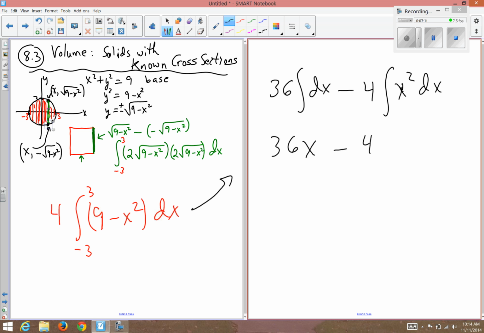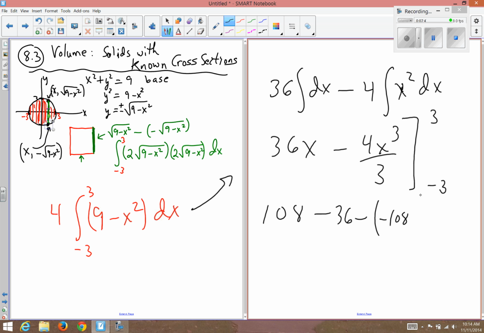36x minus 4x to the third over 3. No plus c is written. We're integrating from -3 to 3. Everywhere there's an x, we're going to put in 3. 3 times 36 is 108. 3 to the third is 27. 27 over 3 is 9. 9 times -4. 9 times 4 is 36. Minus. Every x is going to be replaced with -3. 36 times -3 is -108. -3 to the third is -27 over 3 is -9 times -4 is +36.